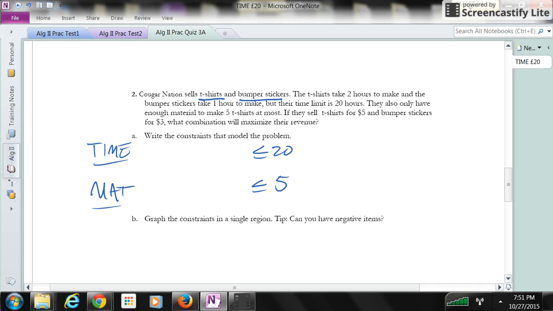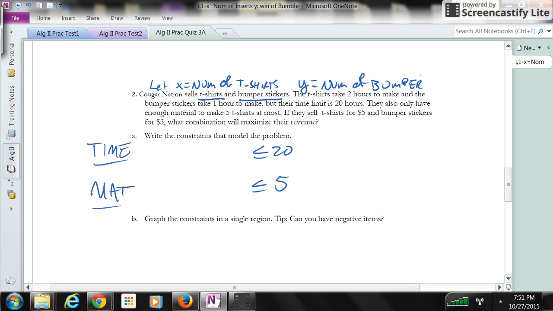Here's where I have to declare a variable. So let's let x equal the number of t-shirts and y equal, you guessed it, the number of bumper stickers, okay?